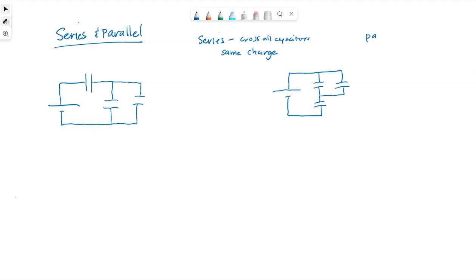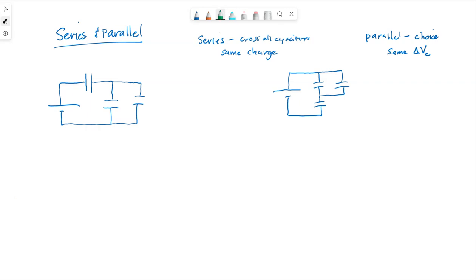And then parallel is when we follow a path and there's a choice where we can pass one or another capacitor. In parallel, the capacitors will have the same potential difference.